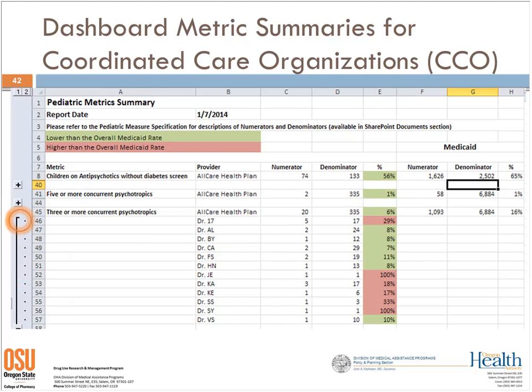And again, these need to be interpreted with care. Just because it's 100% for, say, Dr. J.E. about halfway down the page, he's got 1 of 1. That's not necessarily a prescribing problem, but it starts a conversation to think about what's our overall community standard of practice, and is that where we want it to be.